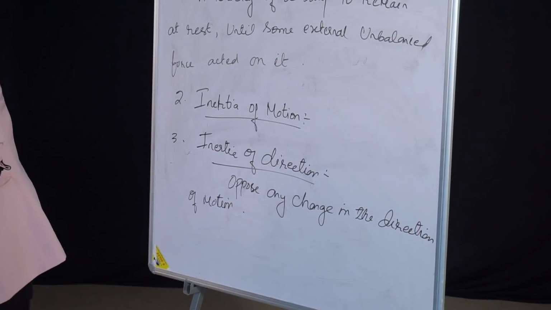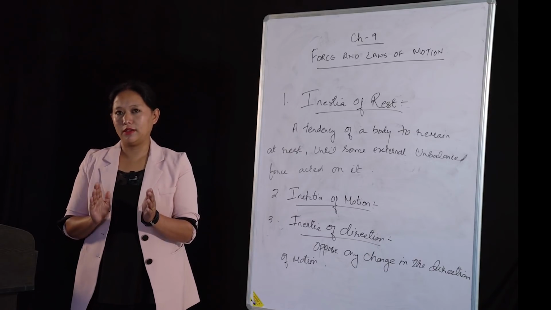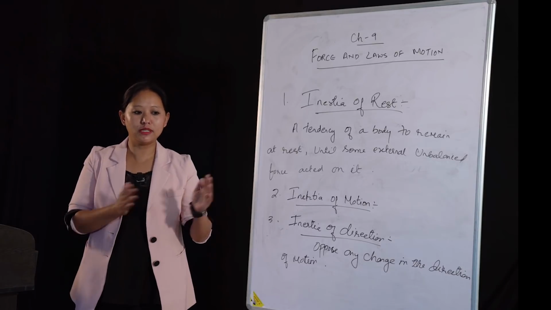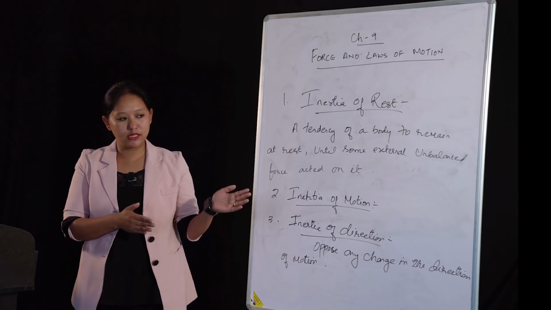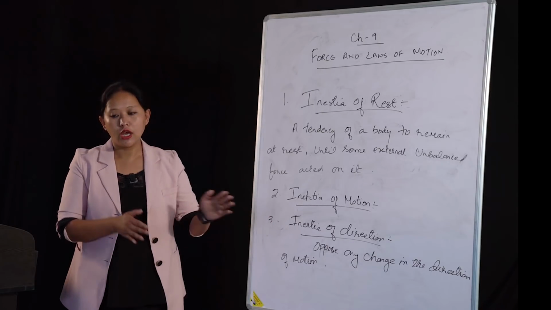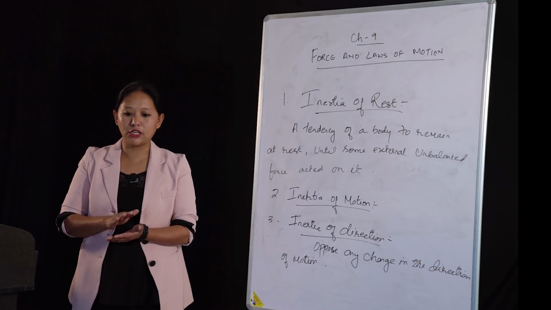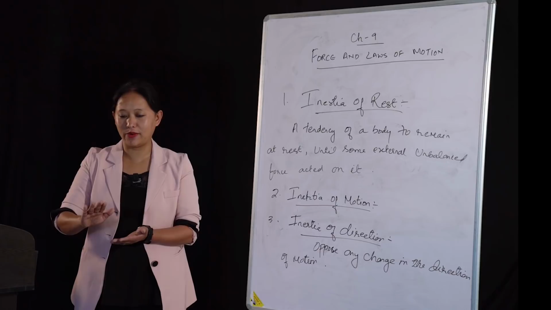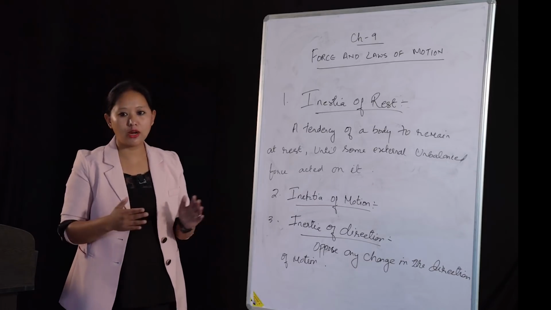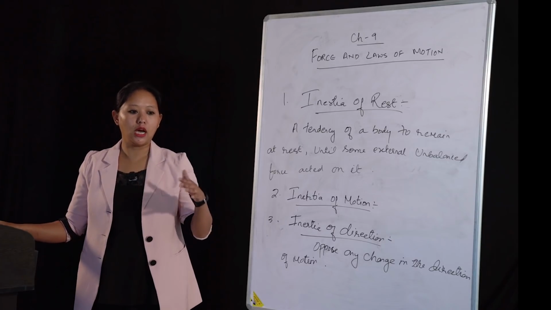For example, when a car takes a sharp turn, what will happen? Your body will be pushed to one side of the car. This can be explained on the basis of inertia of direction. At first, the car was moving in a straight direction, and suddenly the car takes a sharp turn, then your body is pushed towards the other side.